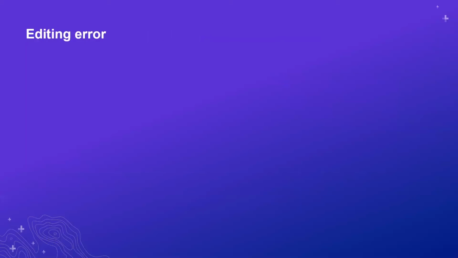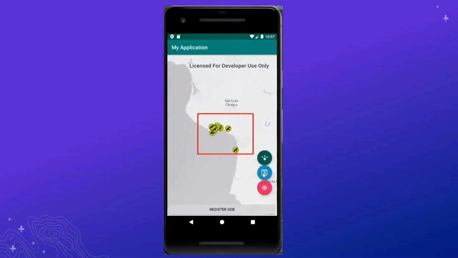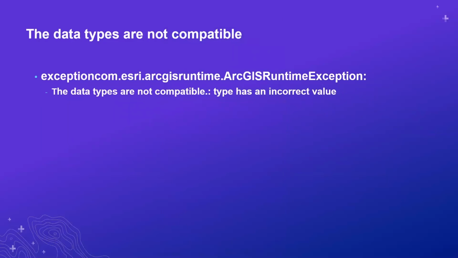So the next error we may encounter is when editing. This is more of an error you may encounter while developing your application. For this demo, we're just going to load the data and attempt to add a new point. In this example, we're getting an error where the data types are not compatible. This is pretty much a straightforward error message. And again, there was some error handling code added just to make sure we capture this detailed error message. But it's pretty much self-explanatory.